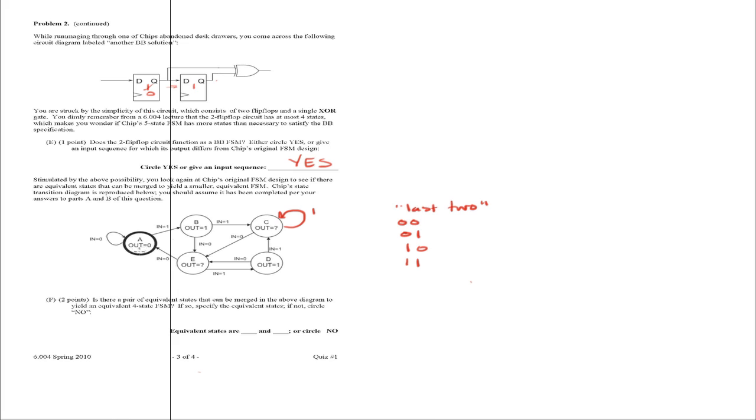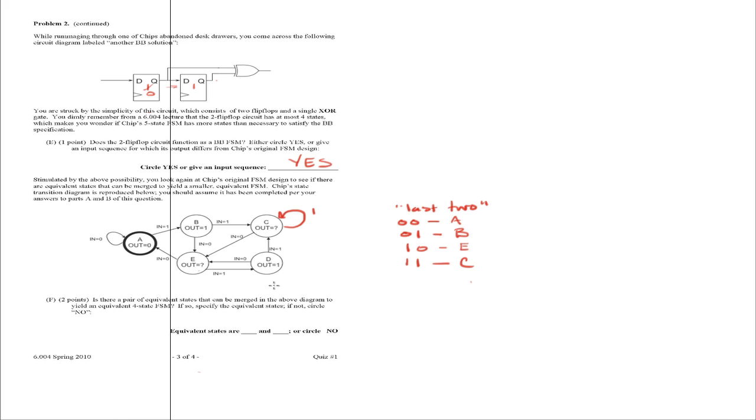So if the last 2 bits were 0, 0, we said that that was what happens in state A. And if the last 2 bits were 1, 1, that's state C. Now, if we had 0 and then 1, we'll get to state B. If we have 1 and then 0, we should get to state E, right?